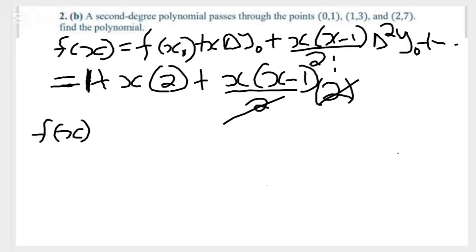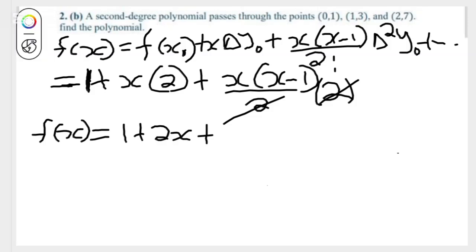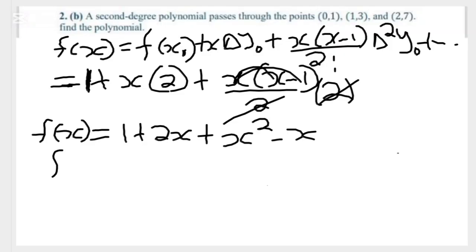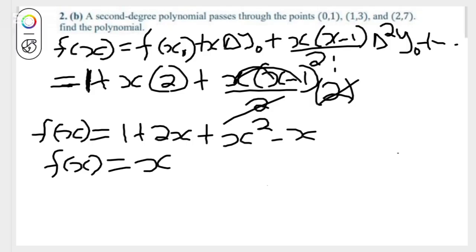My new f of x should now be equal to 1 plus 2 multiplied by x, which is 2x, and therefore plus, if I say x times x squared, x times 1 gives me x. So I will now say x squared minus x. So this should now be equal to, so I have to arrange them. The f of x should now be equal to, I'll have something like this.